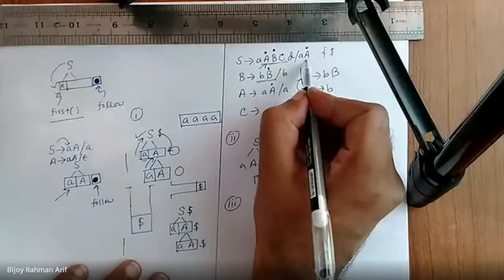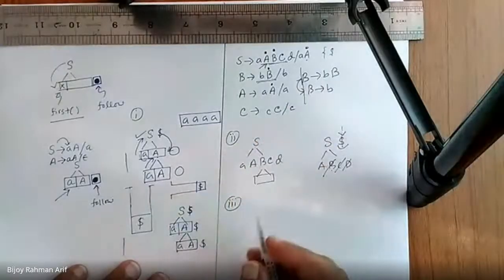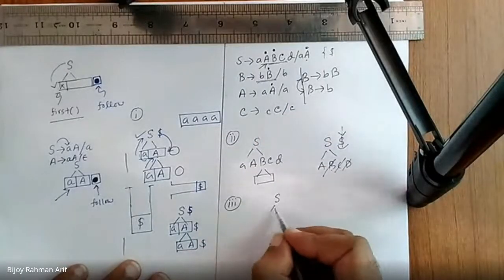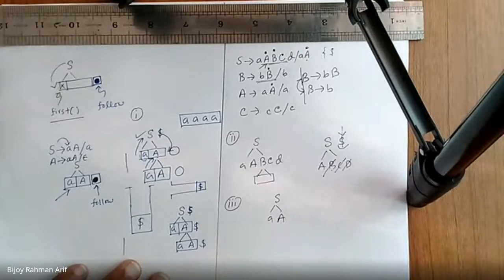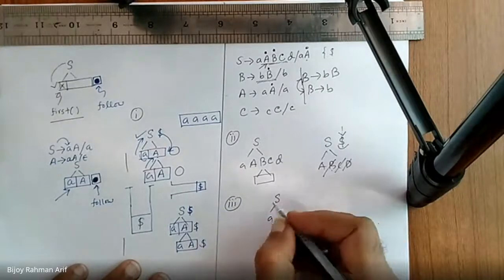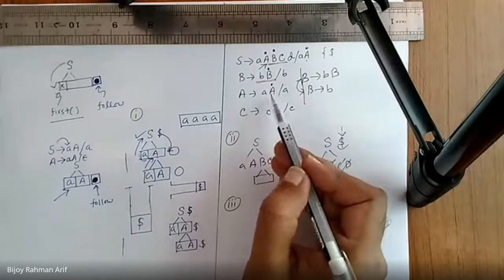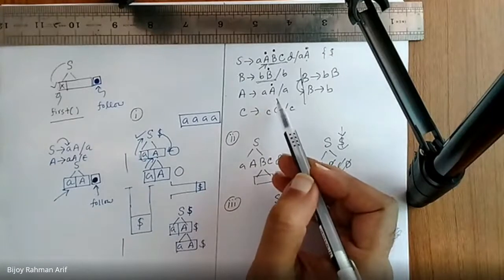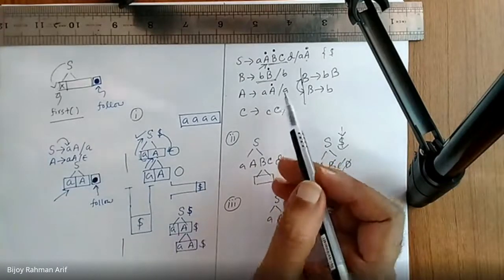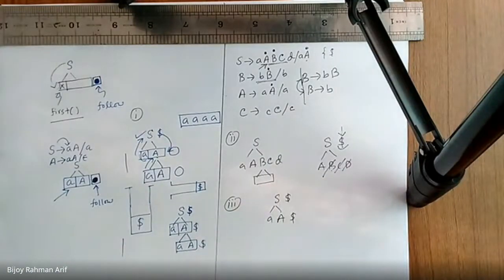In this case, what would be the follow of A? Dollar. Why would it be dollar? Because let's take this rule. S derives AA. Now A appears at the end. Nothing is following A. Then definitely whatever follows S, that would be follow of A. Am I right or not? Yes, sir. So whenever a variable appears at the end of the product, that means follow of that one is nothing but follow of the left hand side. Is it clear to you? Yes, sir. So that is the rule.